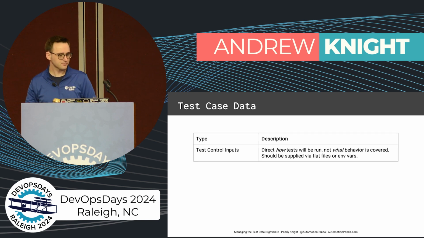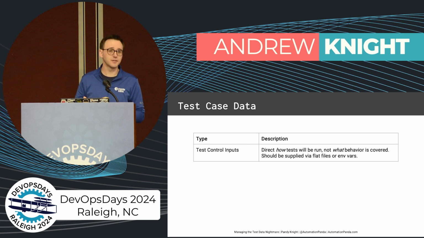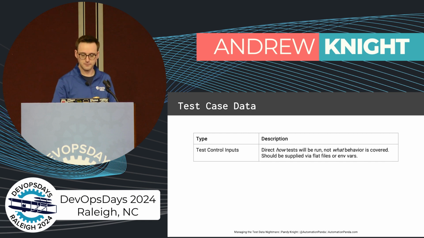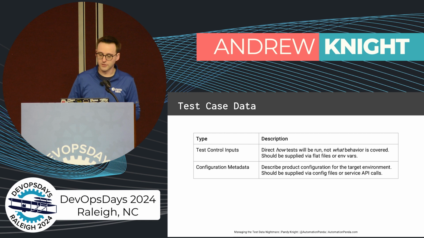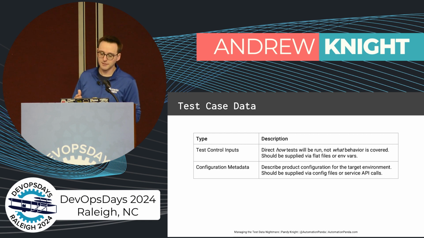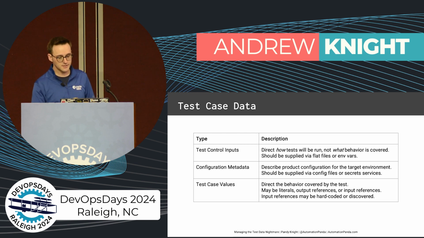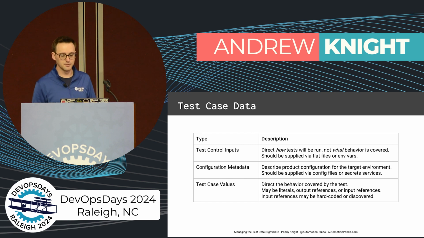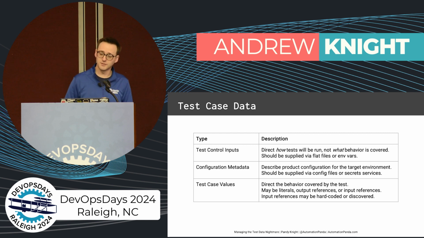In summary, test control inputs direct how tests will be run, not what behavior is covered. They should be supplied via flat files or environment variables. Configuration metadata describe product configurations for the target environment. They should be supplied via config files and secrets holding services. Test case values direct the behavior covered by the test. They may be literals, output references, or input references. And those input references, they may be hard-coded or discovered.